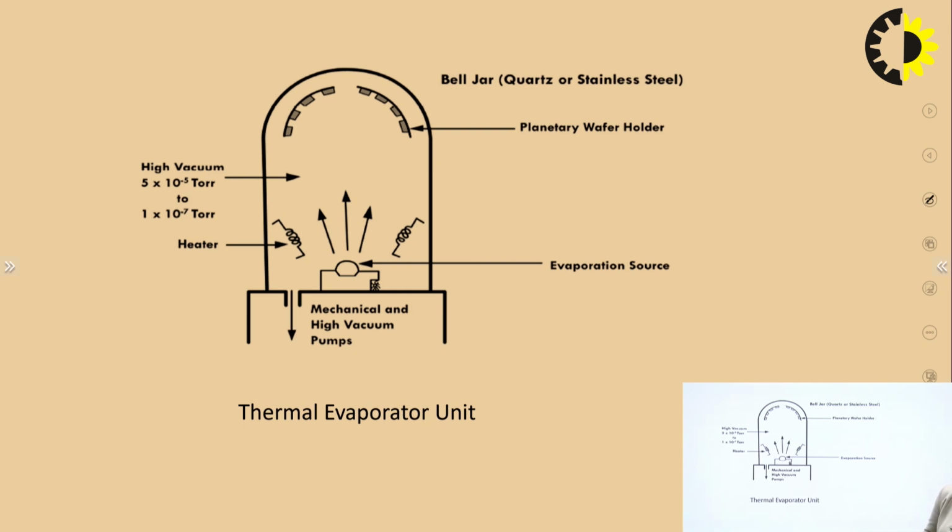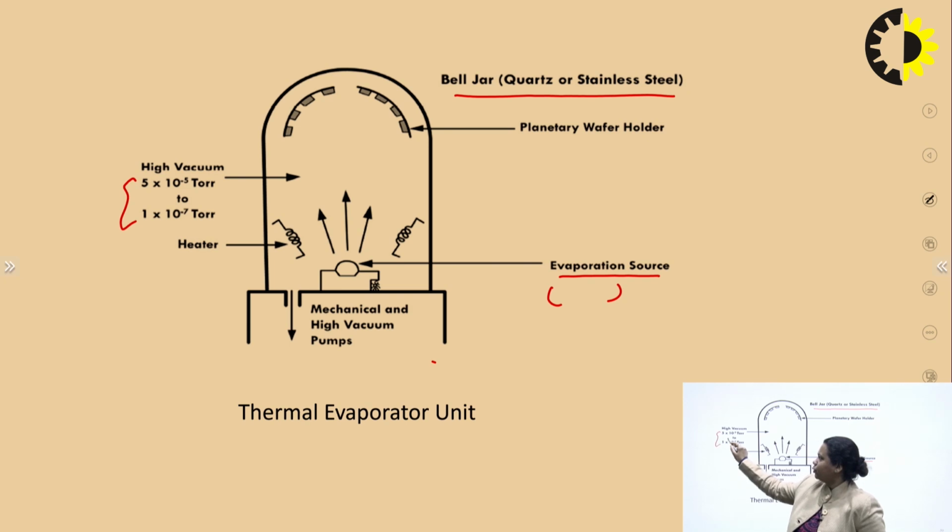This is the thermal evaporator unit in which evaporation is happening. There is an evaporation source, and tungsten is basically used, along with some heaters. This whole process happens in a bell jar made of quartz or stainless steel. In this bell jar, the source is kept here, and high-temperature, high-vacuum pumps are used, with values of around 5 into 10 to the power minus 4 torr to 1 into 10 to the power minus 5 torr. So the bell jar is maintained at this particular pressure.